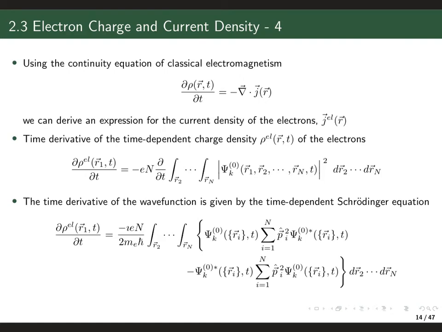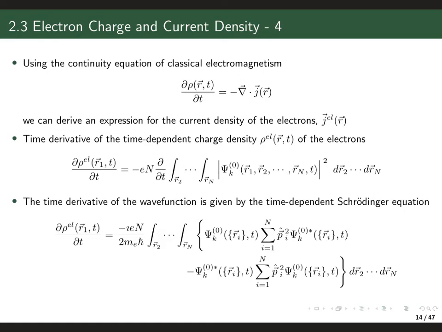And now we'll go back to the original definition of our probability density and therefore charge density as this integral over the other electrons, 2 to n, multiplied by n. So we're not going to use the expectation value expression, but the original expression. And in order to get an expression for the current density, now we have to take the time derivative, as I do here.